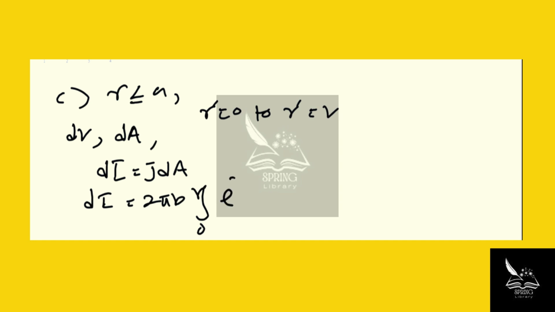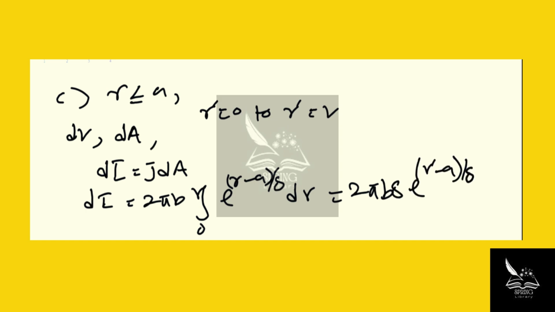Part C of the problem. Now we need to find the current enclosed for r less than or equal to a. We again use the ring with a small width of dr and area of dA. Then we can write di will be equal to j times dA. So we'll substitute for dA and j. Then our di from r dash equals 0 to r dash equals r will be 2 pi b integral from 0 to r of e to the r minus a over delta with respect to dr. This gives us 2 pi b delta e to the r dash minus a divided by delta from 0 to r.